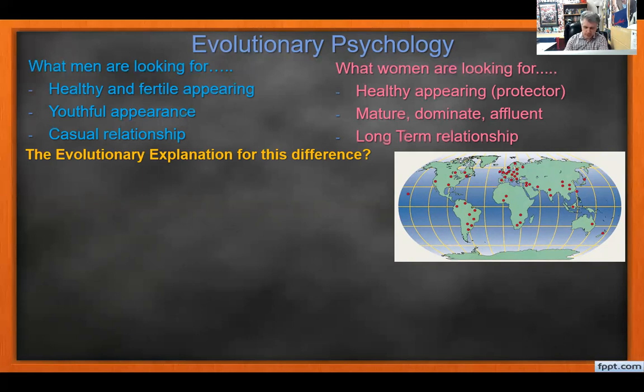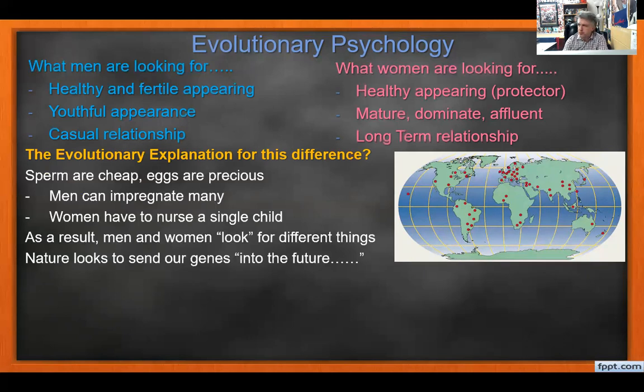So the evolutionary explanation for this is very simple. Sperm are cheap, eggs are precious. A woman can only be pregnant with one child at a time, unless it's twins, triplets, whatever. But they have limited opportunities. And once they're pregnant for 9 months, they can't become pregnant again during that time. Whereas a guy could impregnate many people all at the same time and continue it on.